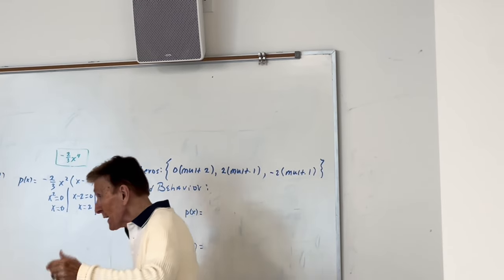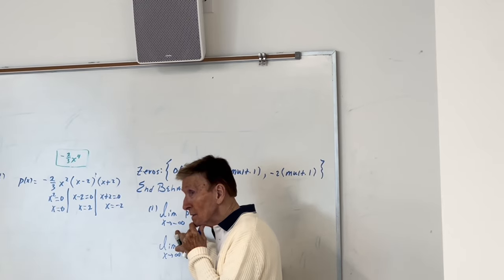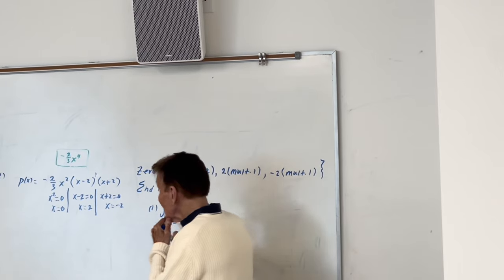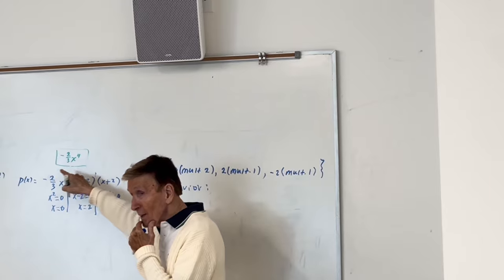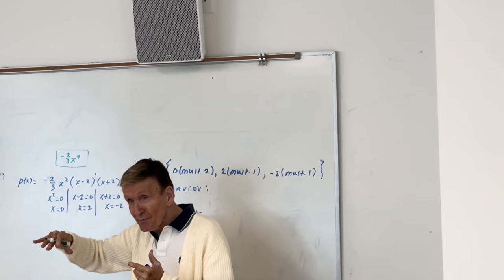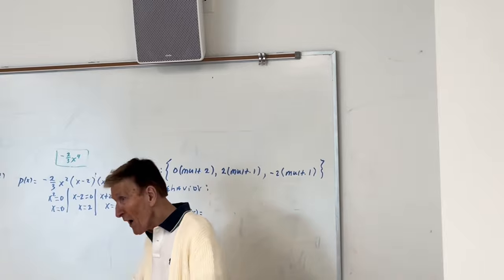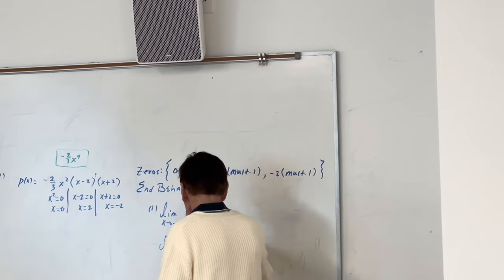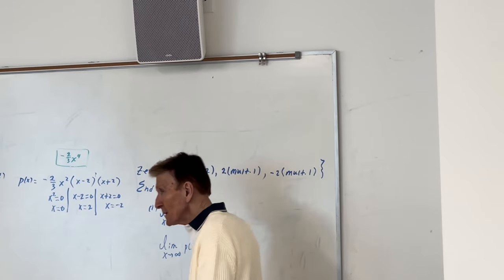Now I tried negative 10. It says go further. Negative 100. Negative 1,000. Negative 1 million. I don't care what you put in here. Negative 1 million raised to the fourth, does it turn into a positive? Then times the negative 2/3 turns it into a what? Negative. All that tells me immediately that for the end behavior, the limit is negative infinity.